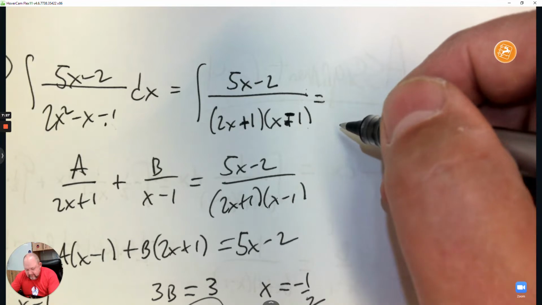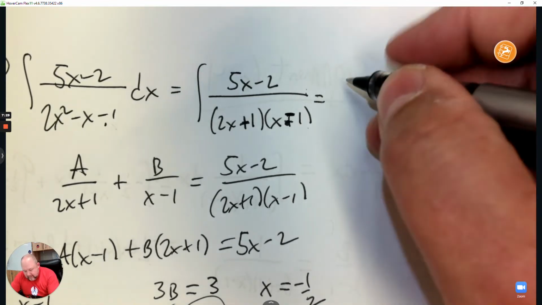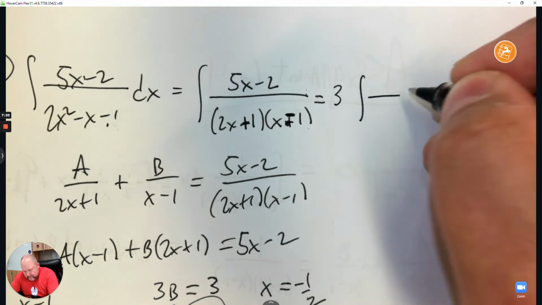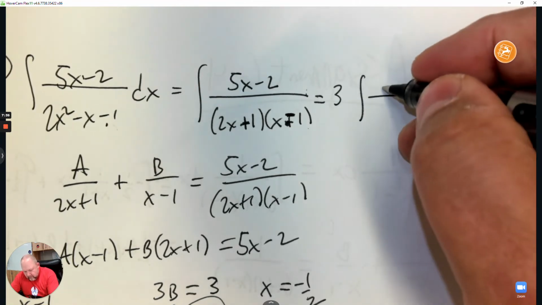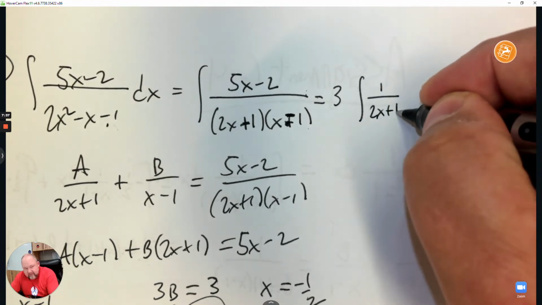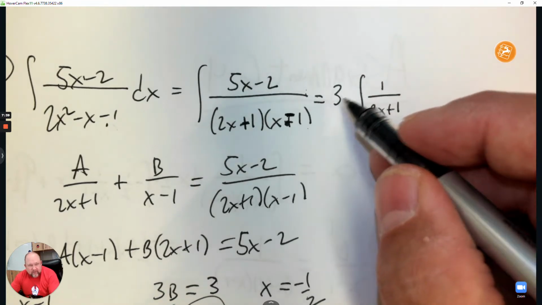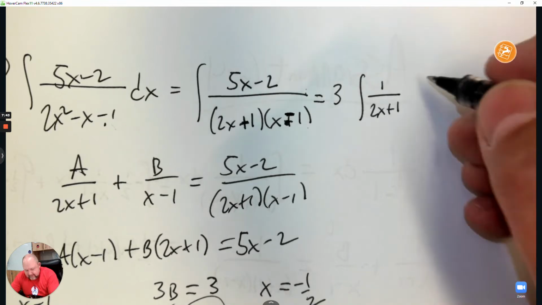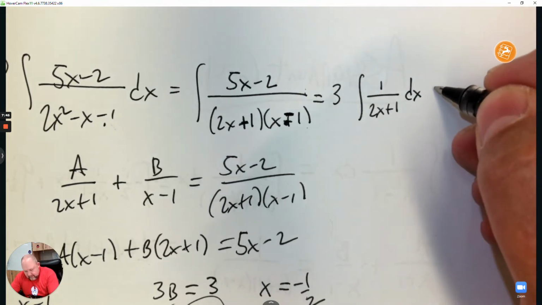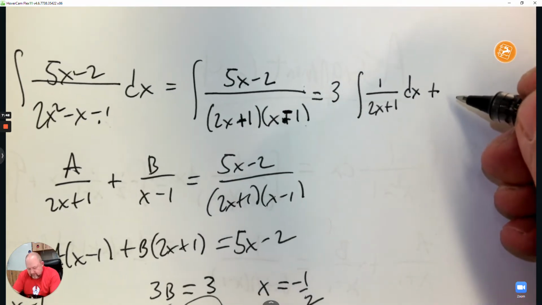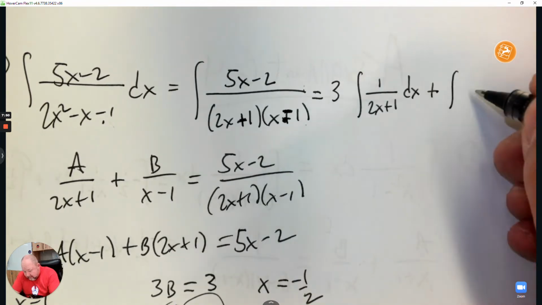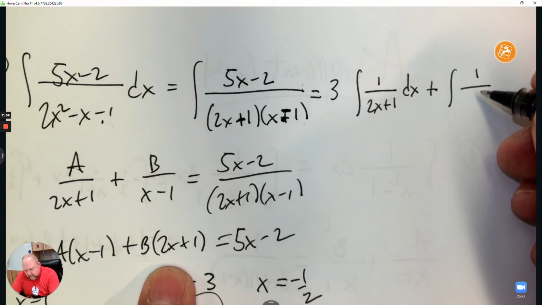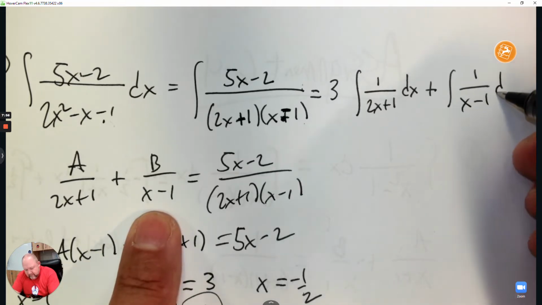and rewrite it. So I'm going to write that 3 in front and then integrate 1 over 2x plus 1. So whatever a is, I write in front and just use positive 1 in the numerator. When you multiply it together, it's still 3. I'm going to do the same thing here. For b, it's 1, so I don't need it. And that's over x minus 1. All right.